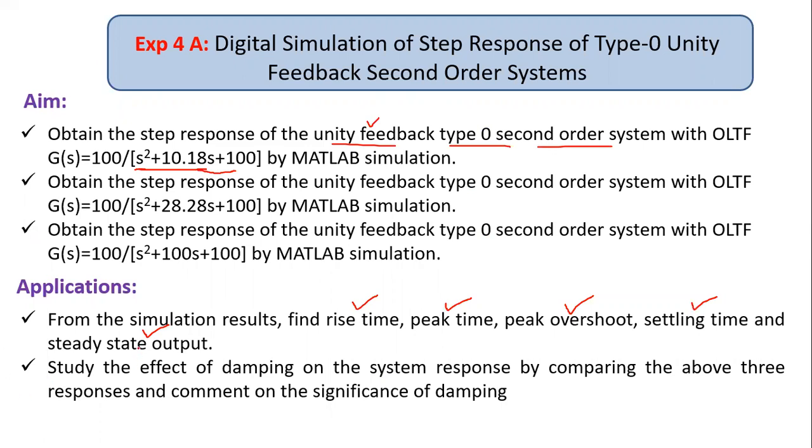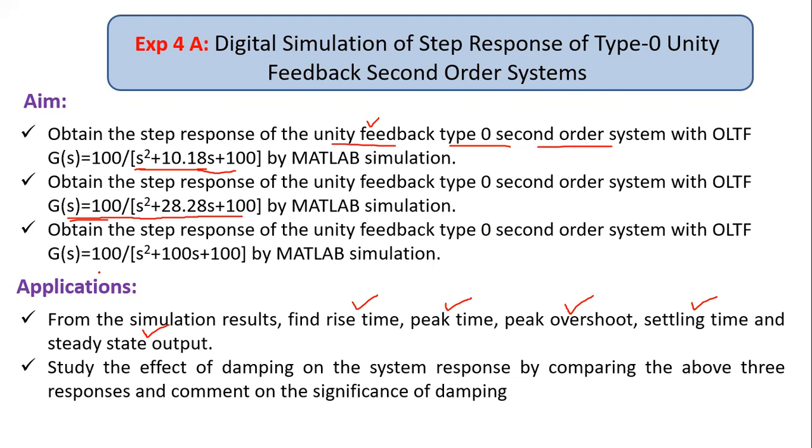The same way for the three cases. That means here we are taking three open loop systems. For the three open loop systems, we are giving a unity feedback, applying a step signal as input, and we will find the output response. Coming to the second case, the open loop transfer function is G(s) = 100/(s^2 + 28.28s + 100).